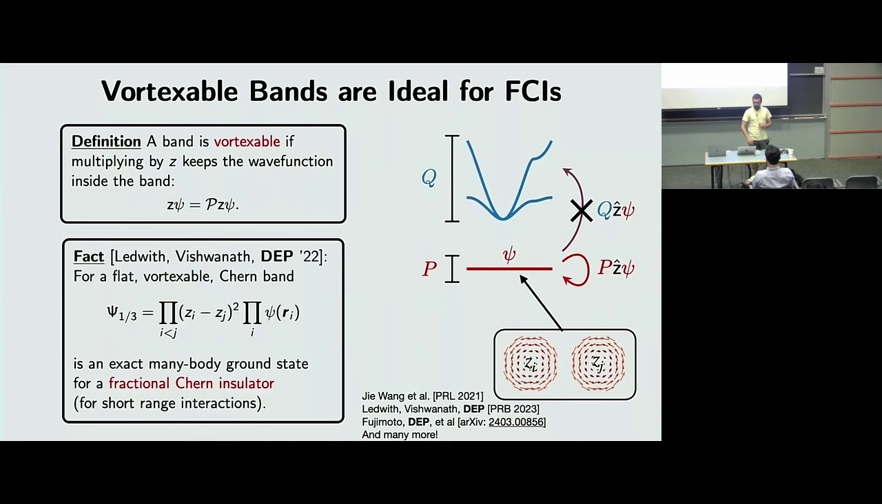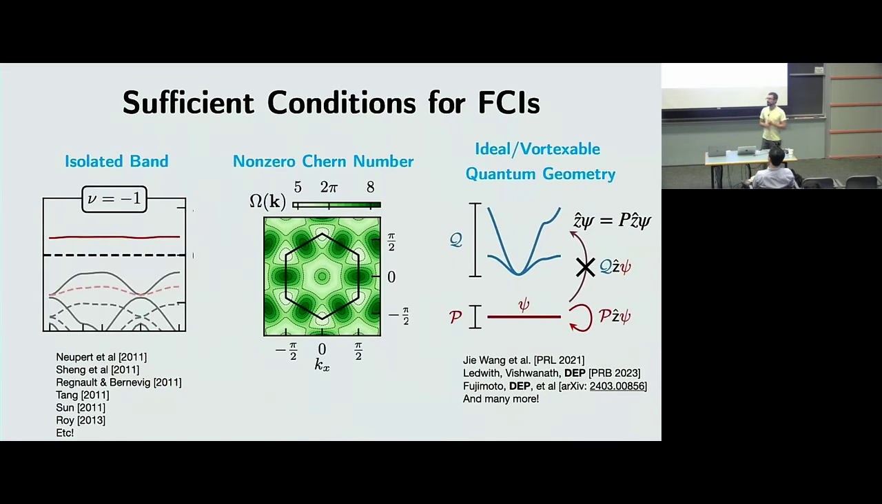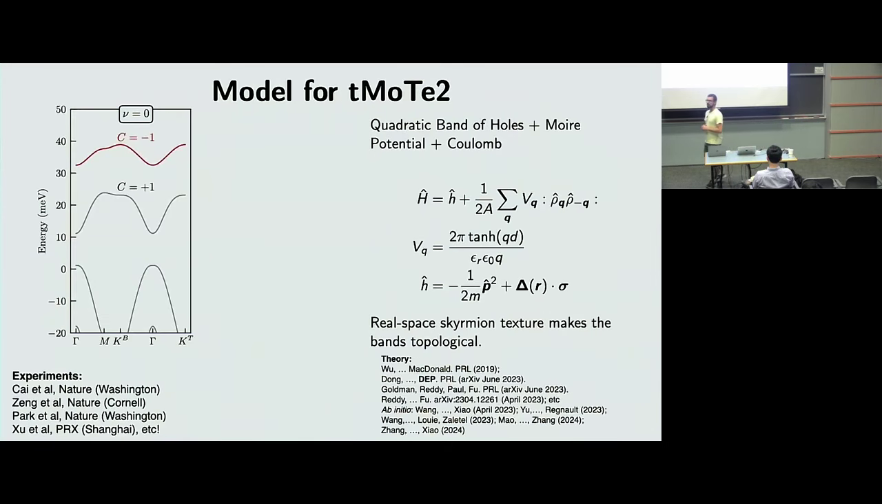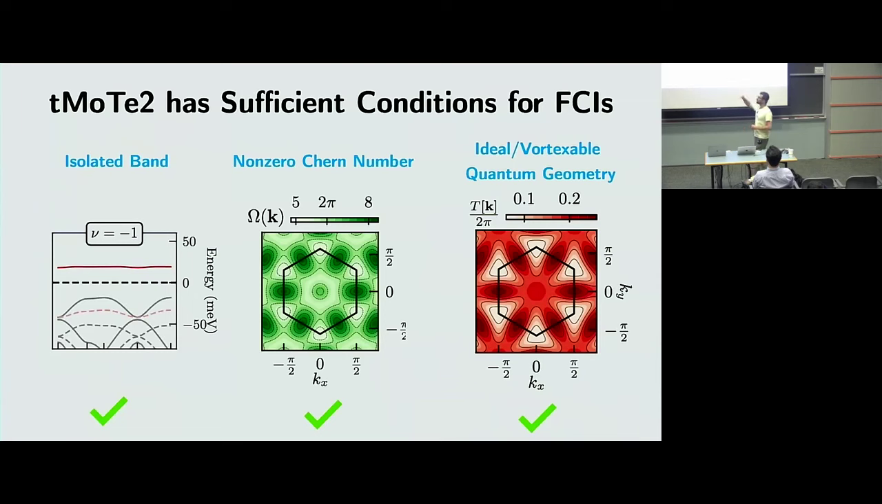So with vortexable bands, we can write down three sufficient criteria, not necessary, but sufficient, for a band to display the same physics as the lowest Landau level. So what I want to do is take these criteria and apply them to the case of twisted MoTe2. There we select a standard model following ab initio parameters from Dechaux, and you get a nice isolated Chern band. It's not especially flat, but once you dope to filling -1, it flattens out very, very nicely.